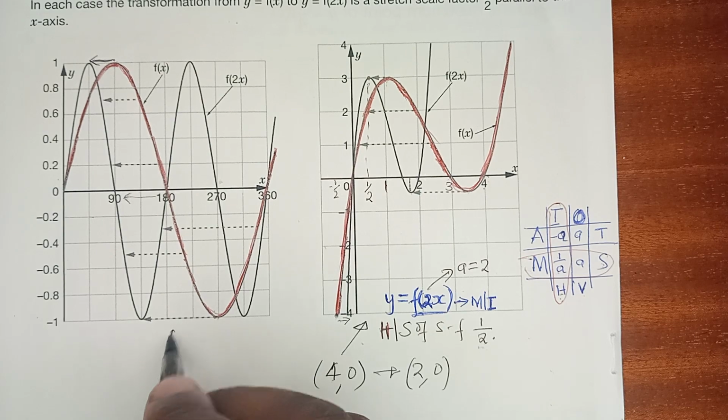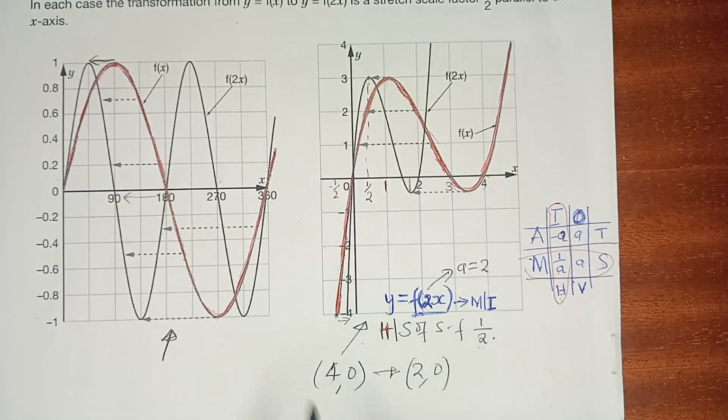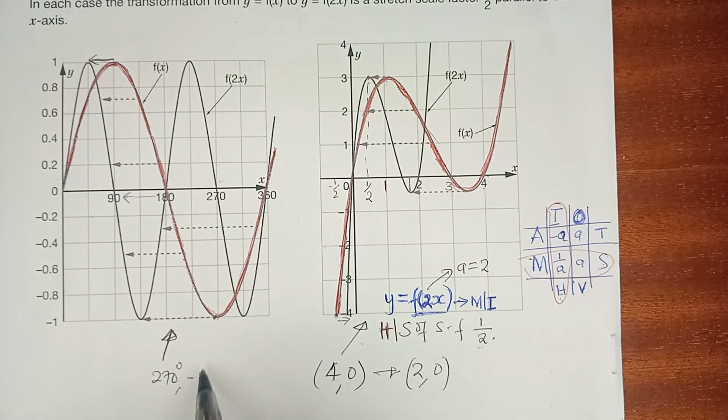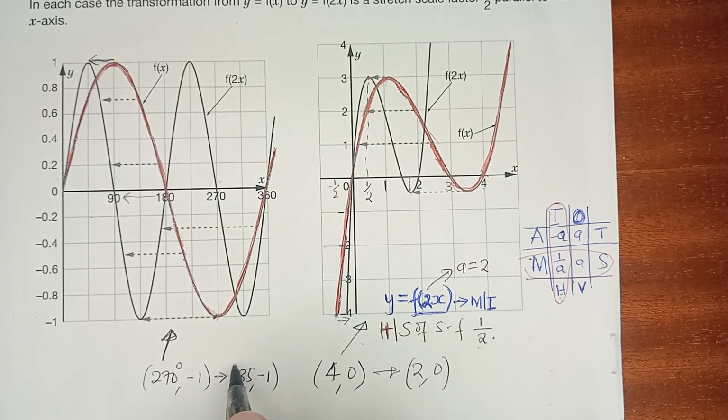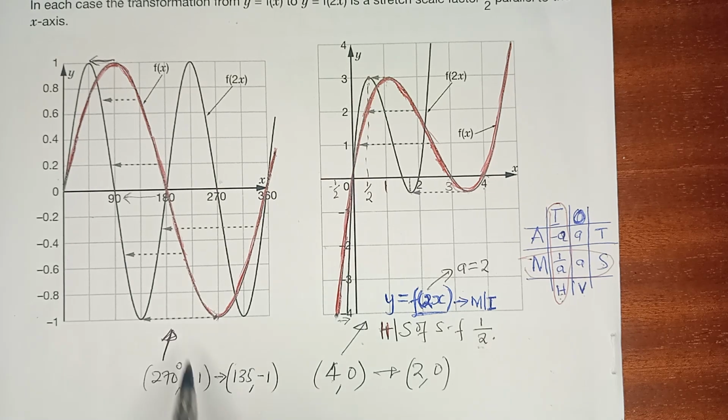For this particular graph, I may want to highlight a point like this one, which is having 270 degrees and y is -1, as you can see this one. Now multiplied by a half becomes 135, -1. The y value does not change. You can see in both cases y values do not change, but all x values are multiplied by a half.